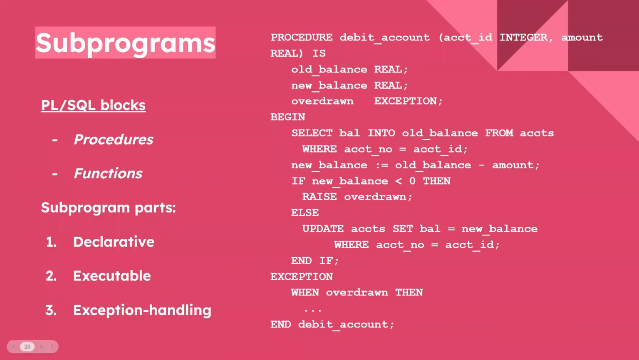Subprograms in SQL are executed using PL/SQL blocks. There are two types of subprograms in SQL, which are procedures and functions. And subprograms in SQL have three different parts, which are the declarative, the executable, and exception handling.